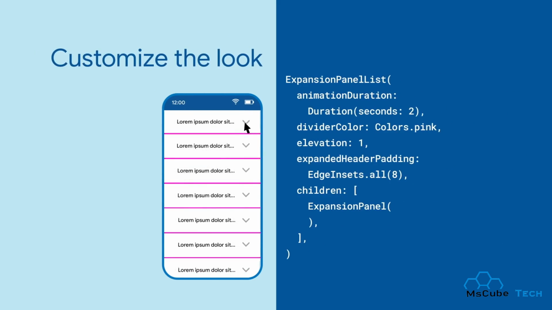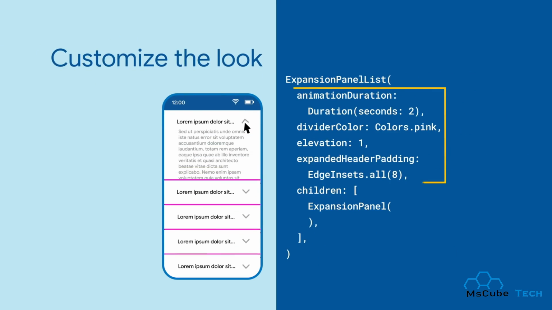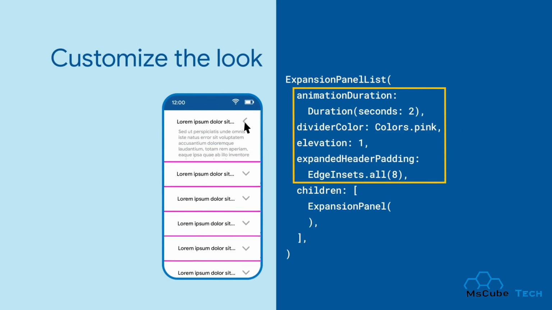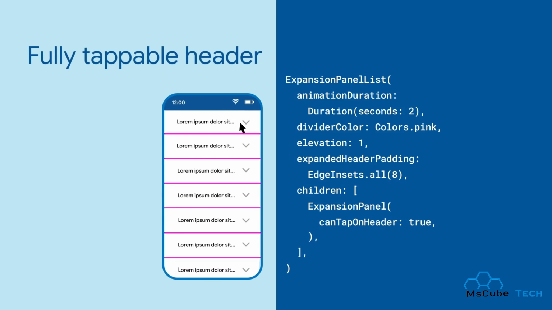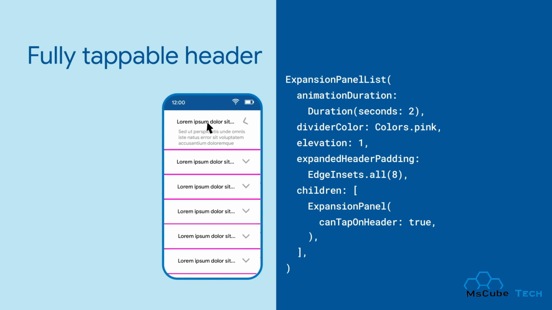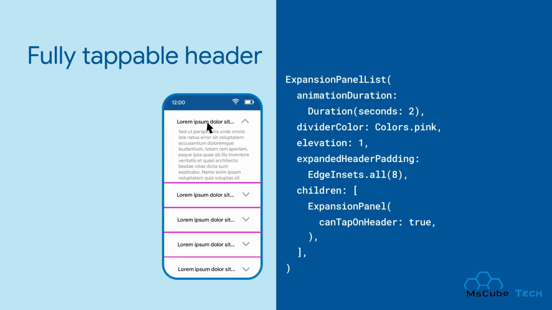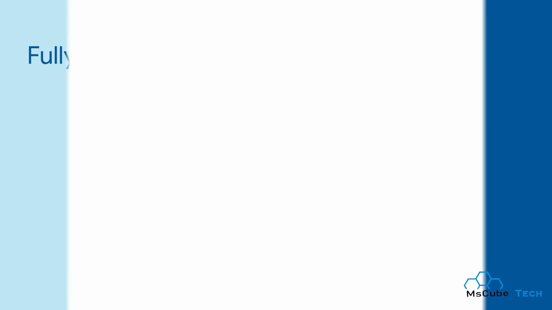But you're also able to customize how the panel looks with the list's animationDuration, dividerColor, elevation, and expandedHeaderPadding. Or use the panel's canTapOnHeader flag to say whether or not the whole header is tappable for expansion.